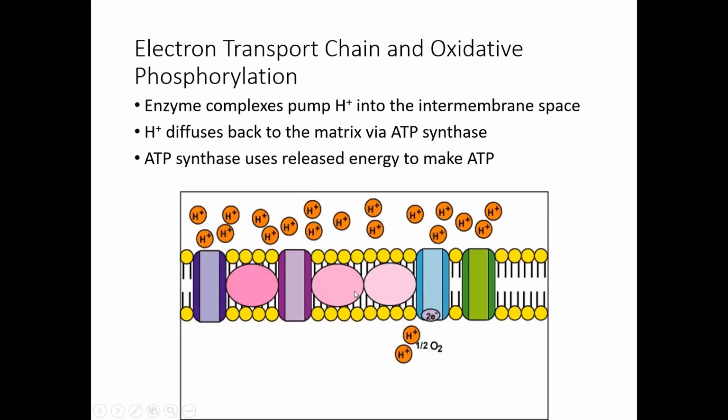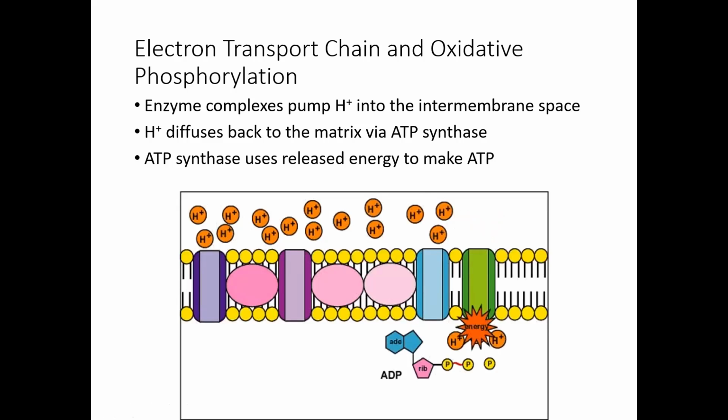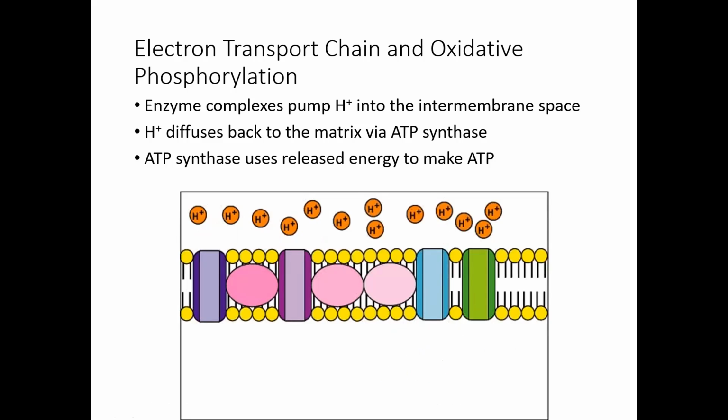Now, eventually those electrons lose all their energy and drop back down into the matrix. In the meantime, all these hydrogens up here would like to achieve equilibrium with the hydrogens that are in the matrix. Because remember, you split apart the NADHs down here in the matrix, so you have lots of hydrogens down there.